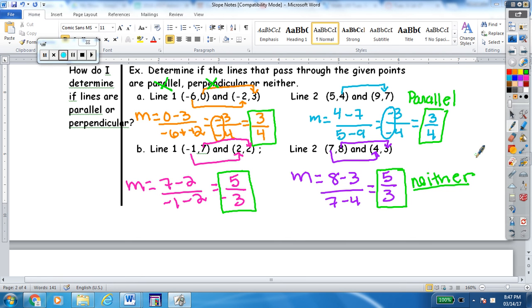So what you're going to do now is go ahead and take out a clean piece of paper, and you're going to divide that paper into 8 sections just like you did before. And you're going to go ahead and use that space to compute the slopes of the lines that I'm leaving as an assignment, and determine if they're parallel, perpendicular, or neither.